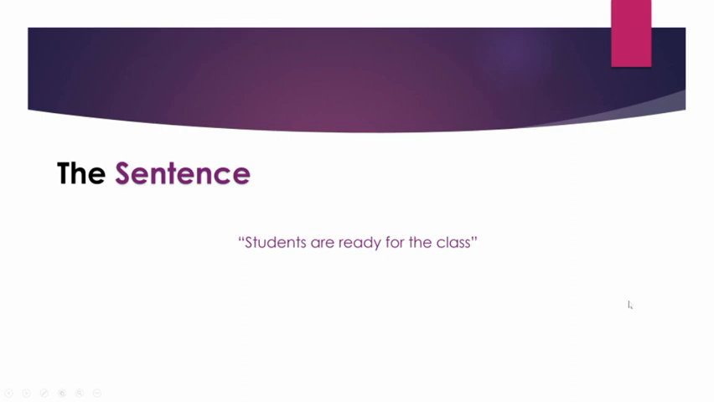Here is a sentence for you. Students are ready for the class. It is formed with some words, right? A group of words. Is there any meaningful message in this sentence? Is there any representation here? When we read this sentence, does it make any sense? Yes. Now, can you tell me what is a sentence? Can you define a sentence?